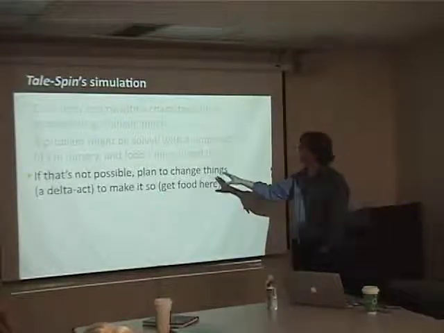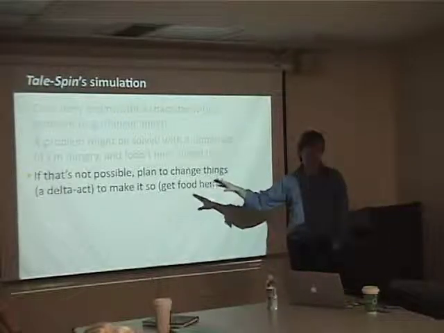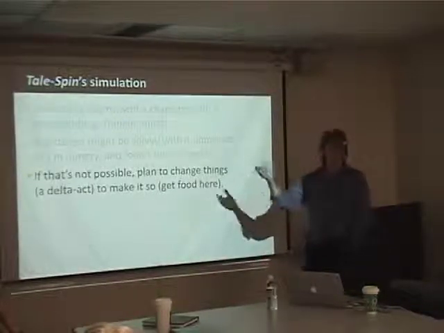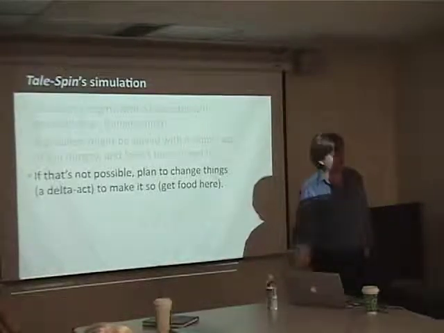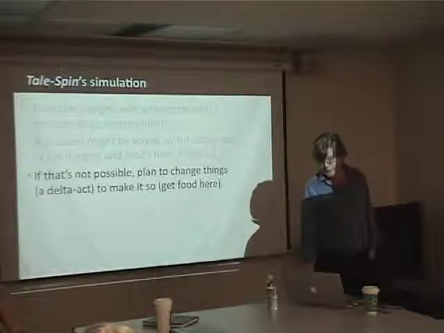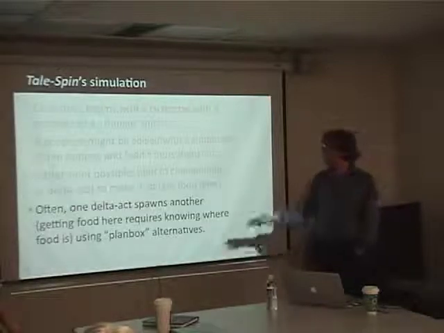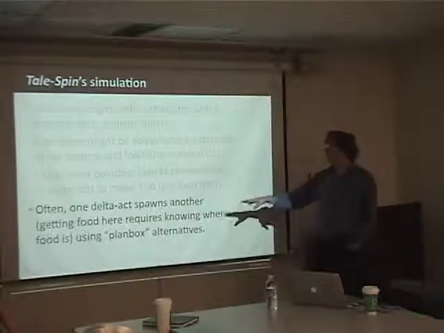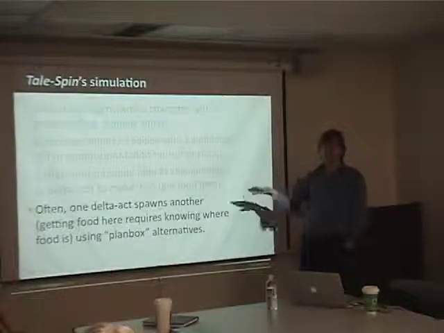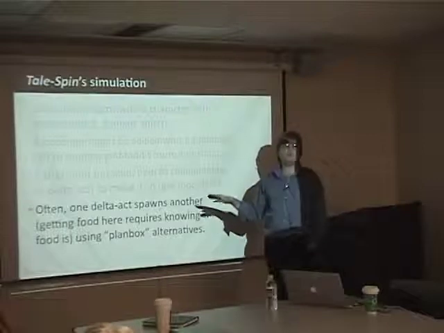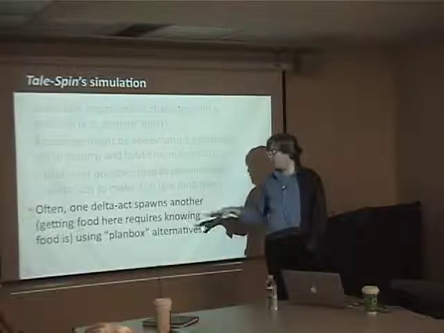If that's not possible, I make a plan to change things, right? A delta act, to make it so that the world is such that I can do that. So I might get food here so that I can take the simple act of ingesting it. And often one delta act spawns another, right? So if I don't know where food is, I can't get food here, so I need to change the world so that I know where food is.